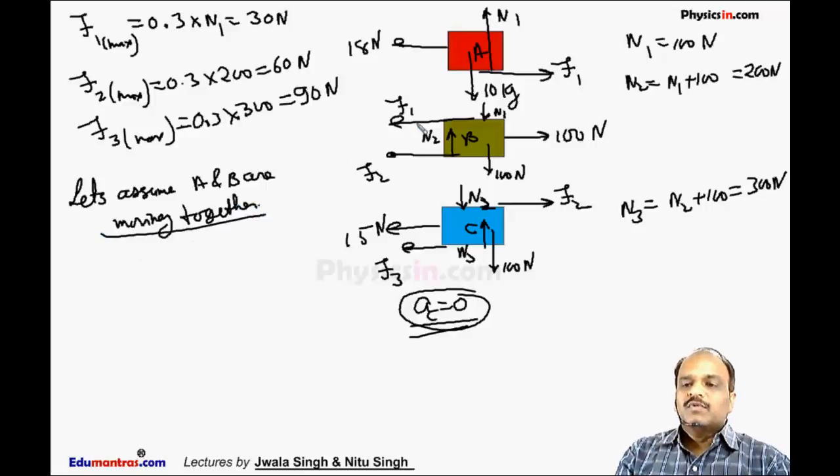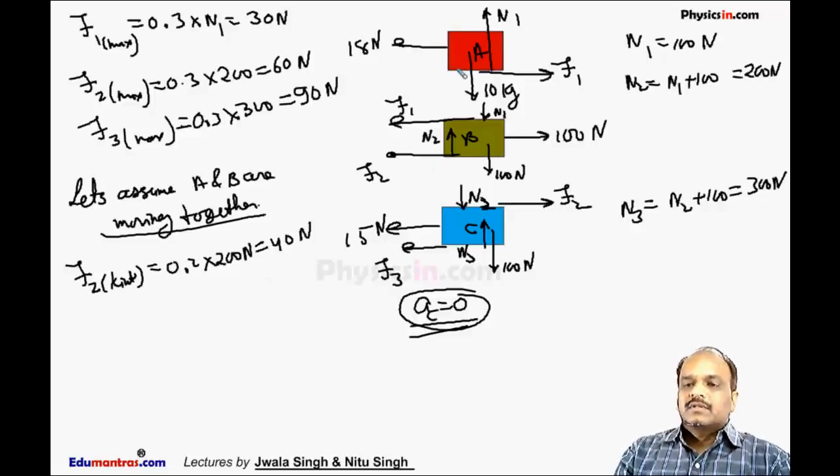If A and B are moving together, then in that situation the friction force F2 is kinetic, and this is equal to 0.2 times 200 Newton, so it is equal to 40 Newton. In the kinetic situation, the friction force between B and C is 40 Newton.